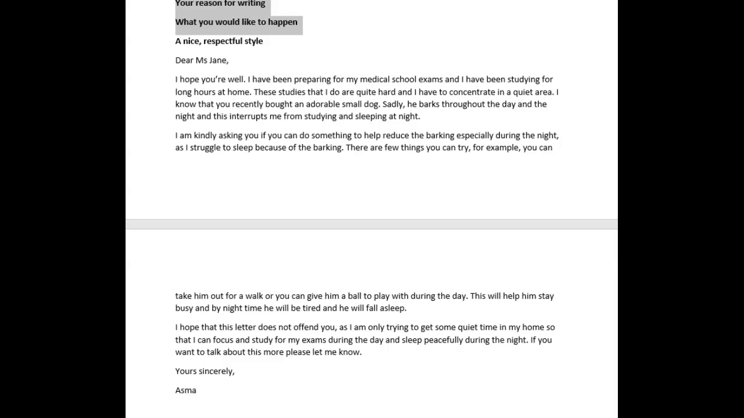There are few things you can try. For example, you can take him out for a walk, or you can give him a ball to play with during the day. This will help him stay busy, and by nighttime he will be tired and he will fall asleep. I hope that this letter does not offend you, as I am only trying to get some quiet time in my home so that I can focus and study for my exams during the day and sleep peacefully during the night. If you want to talk about this more, please let me know. Yours sincerely.